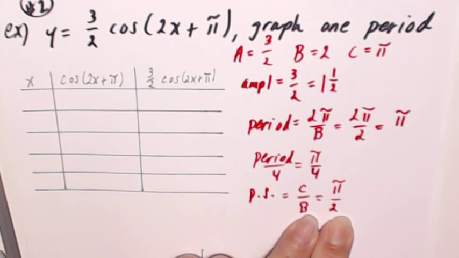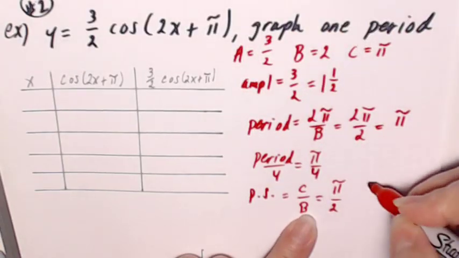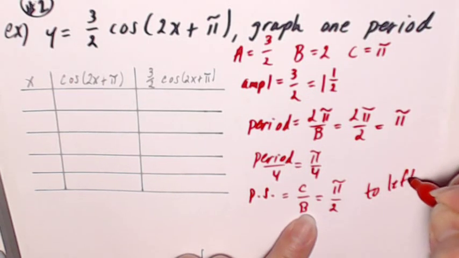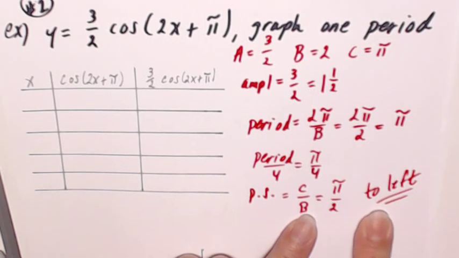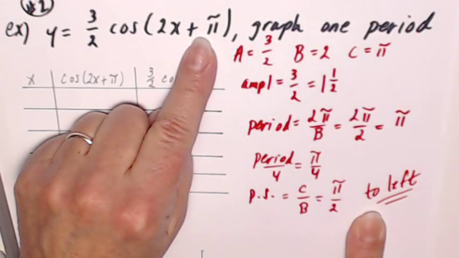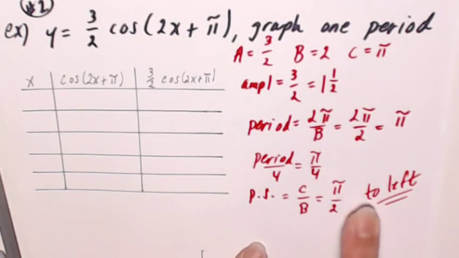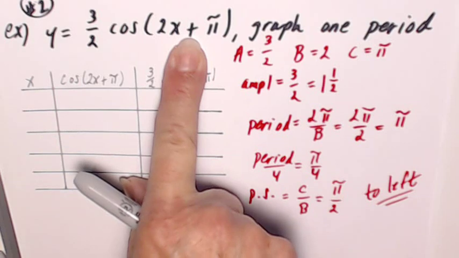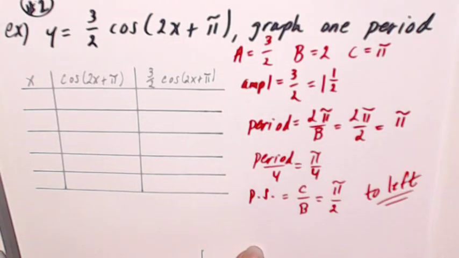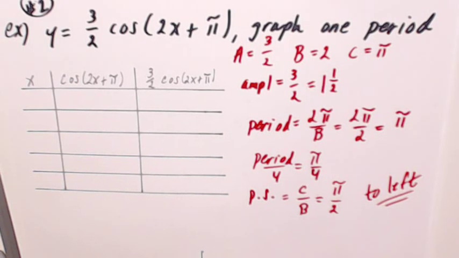Now, what direction are we shifting in? Because our C was positive here, that means we are going to shift to the left. Remember when we learned transformations in pre-calculus, whenever we have a positive value within the parentheses, we're going to go to the left. And if this was a negative, which it is not, we would go to the right. So now we've identified all our information, and let's generate our angles here.